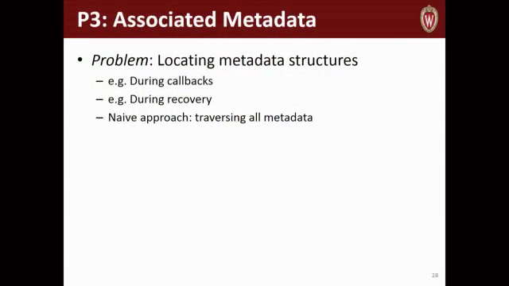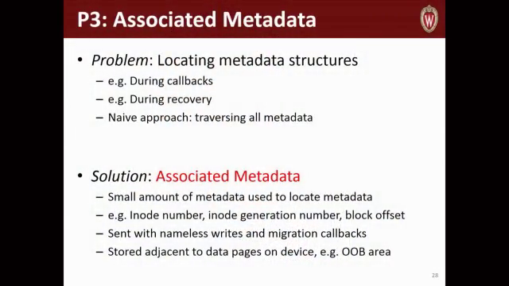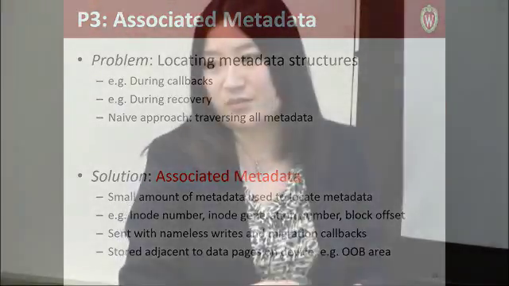So the third problem is, like you said, we need to locate the metadata that needs to be changed. And this can be needed for callbacks and recovery process. Naively, we can scan through the whole file system to find the right metadata. But of course, it's too costly. So what we use is a simple solution that we call associated metadata. And it operates like a back pointer. So it keeps information like inode number, inode generation number, and offset. So with this information, you can find the metadata.